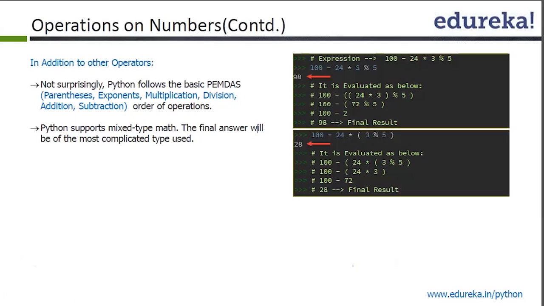It's PEMDAS: parentheses, exponents, multiplication, division, addition, and subtraction. Okay, 100 minus 24 is evaluated like this. First, it takes 100 minus, then 24 into 3, and then modulus of 5, and then you get 100 minus 2, it's just 98. This is how you get the final result.